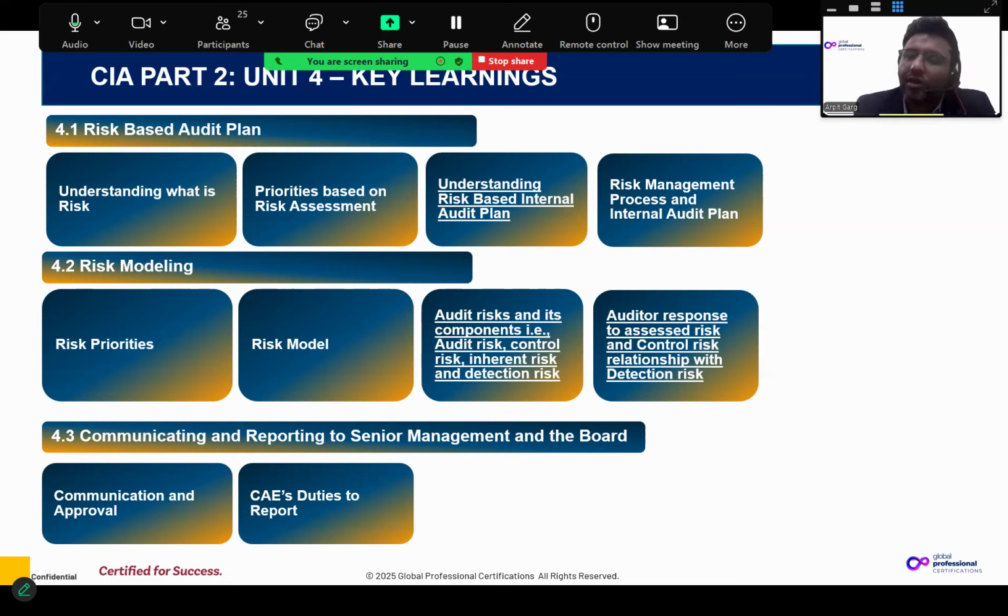So control risk is what? That the control will not be able to prevent or detect whatever it has been implemented for, right? So what is control risk? Control risk is that the control will not be able to prevent or detect. Can you all say that? Control risk is that the control will not be able to prevent or detect.